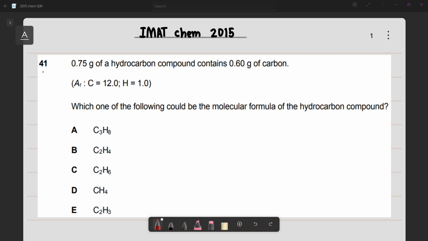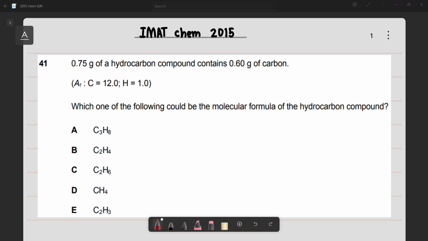Welcome back. This is chemistry question 41 from the IMAT 2015 past paper, so I'll be solving this question. It says 0.75 grams of a hydrocarbon compound contains 0.6 gram of carbon. Which one of the following could be the molecular formula of the hydrocarbon compound? So we're asked to find the molecular formula for this specific hydrocarbon.